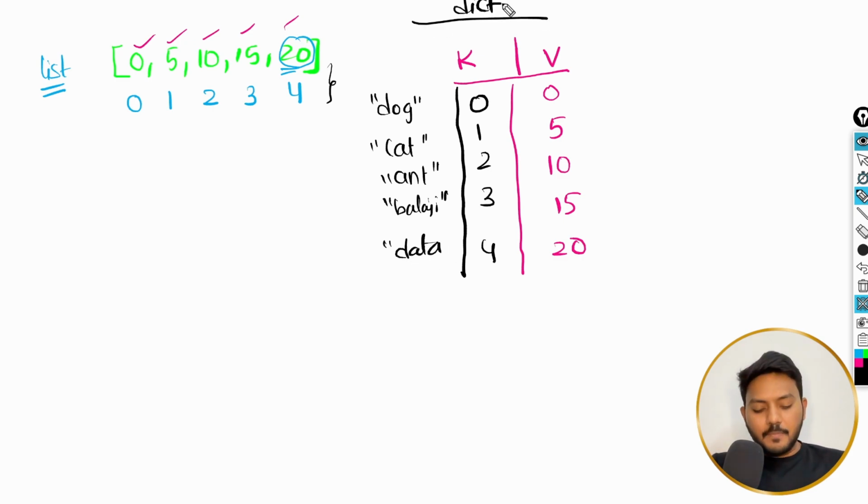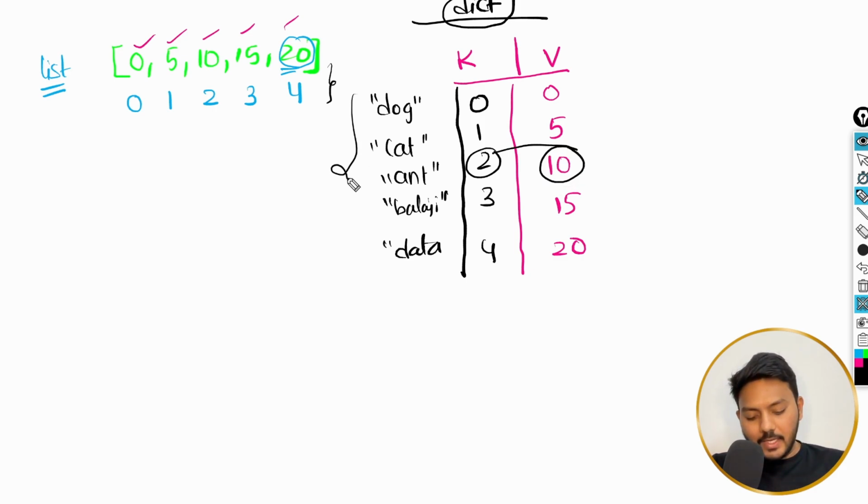So if I say get me the value from a dictionary in which the index is 2, you will get 10. But if you are using custom keys like this, then if you want to access the value 10, you have to specify: get me the value from the dictionary in which the key is ant. So this is how mapping is done inside dictionaries.